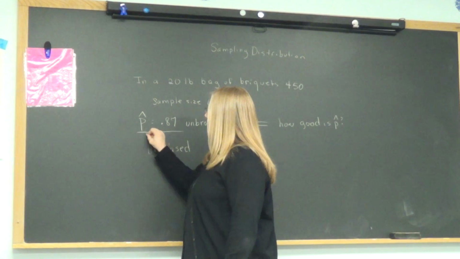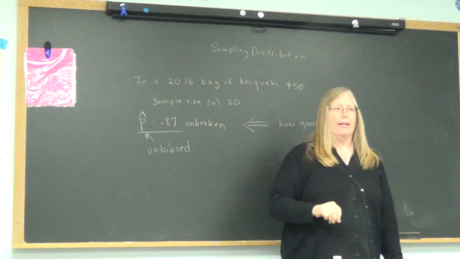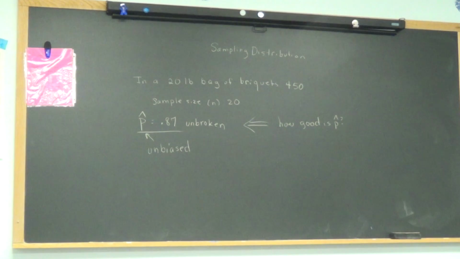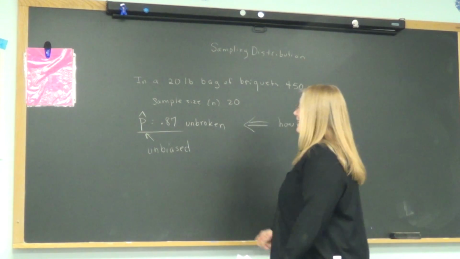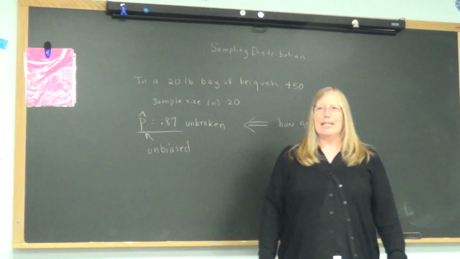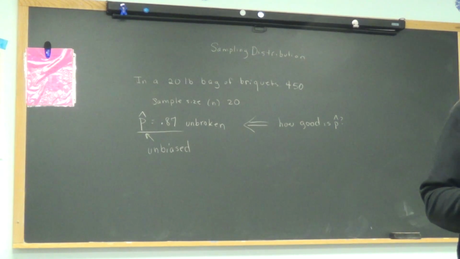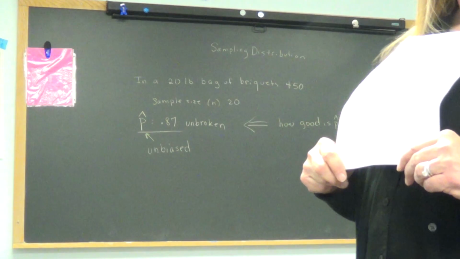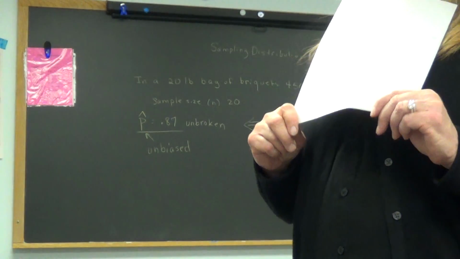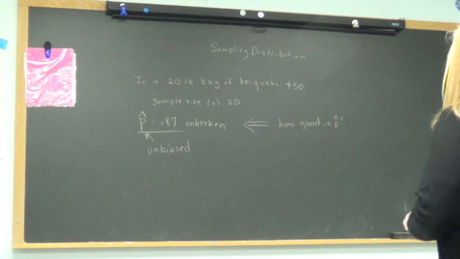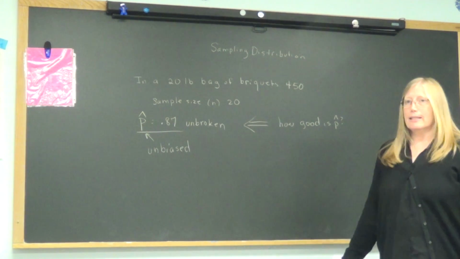And we have learned that p hat is an unbiased estimator. So that makes it sound like 0.87 is pretty good then. What do you have to say about that, Bailey? What does unbiased mean? The p hat is close to the real proportion of the population. The real p. You're saying it is close?